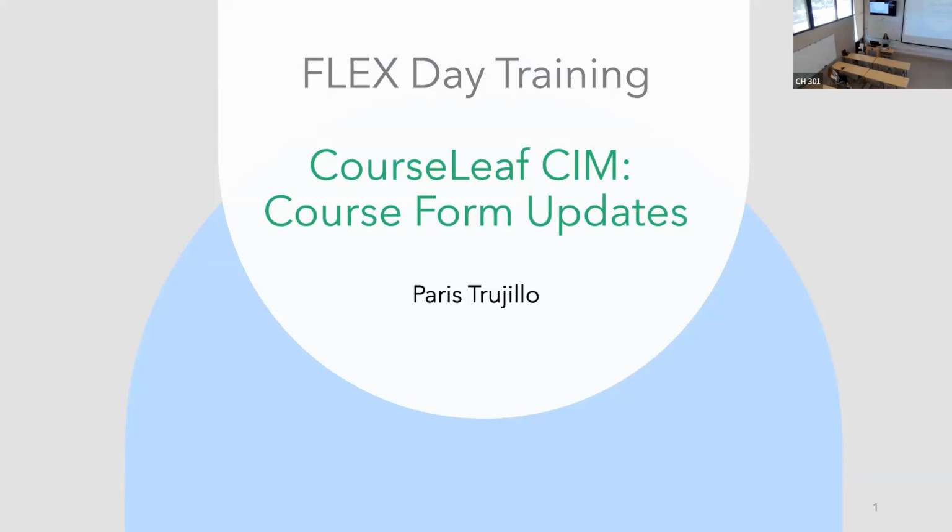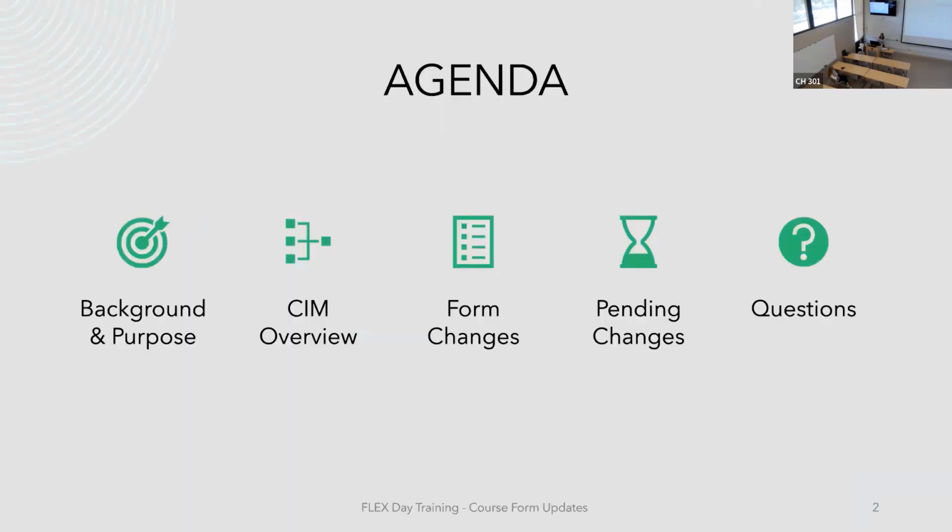So CourseLeaf is the company that we use for our curriculum inventory management system, but their product is called CIM, and it's pronounced Kim, with a hard C because curriculum is hard C. So it's CIM, but it is Kim. And we are going to go over some updates that we did on the course form this past spring and over the summer.